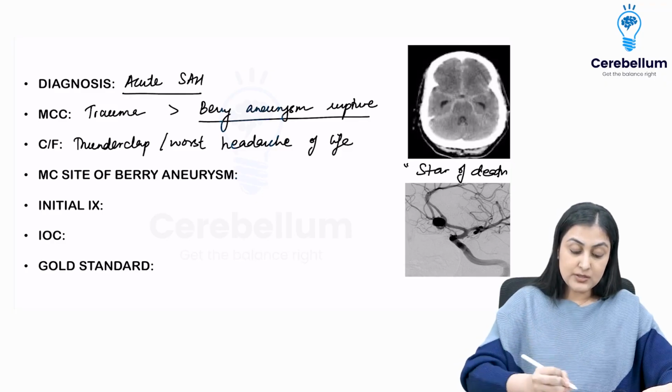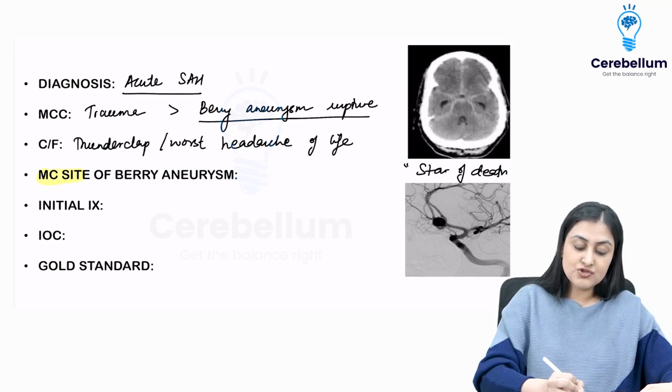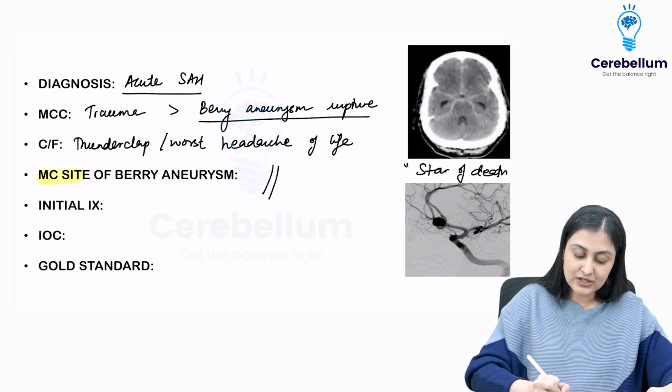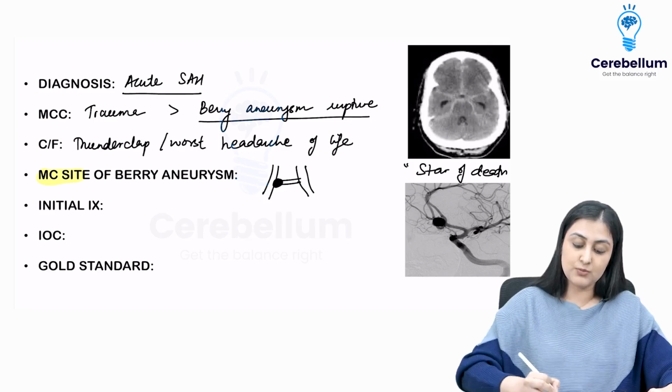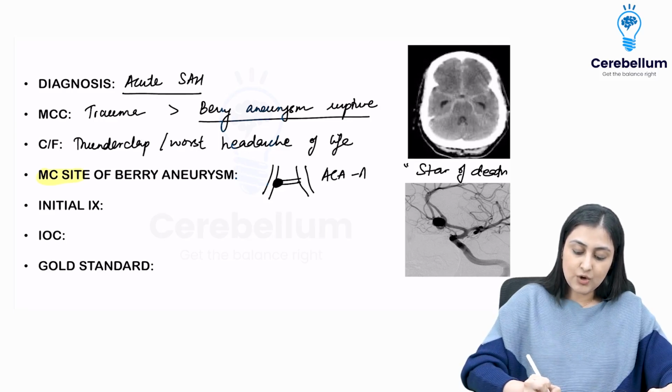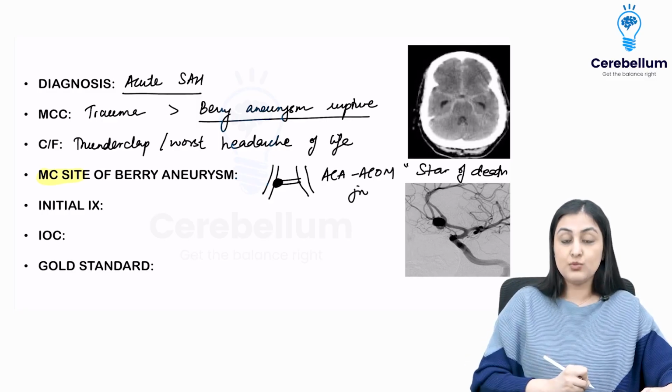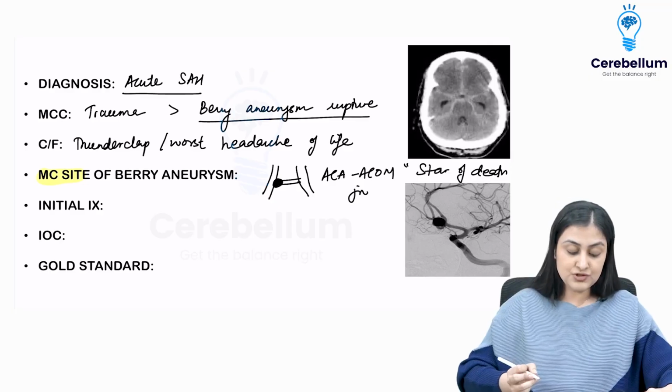Apart from that, what is the most common site where these aneurysms happen? So when we have the circle of Willis, it is at the junction of the ACA and ACOM. It is at this junction that the aneurysms are more common. So ACA, ACOM, anterior cerebral, anterior communicating artery junction, is the most common site of berry aneurysm.